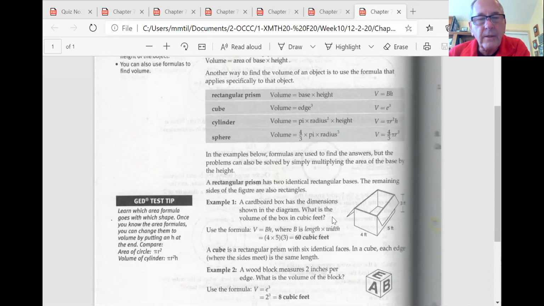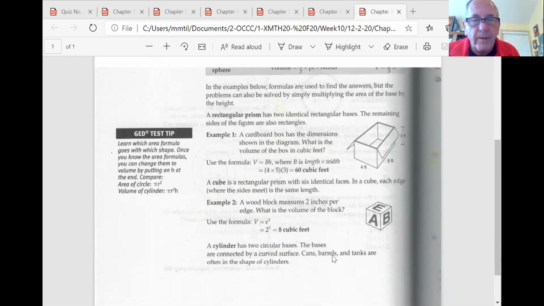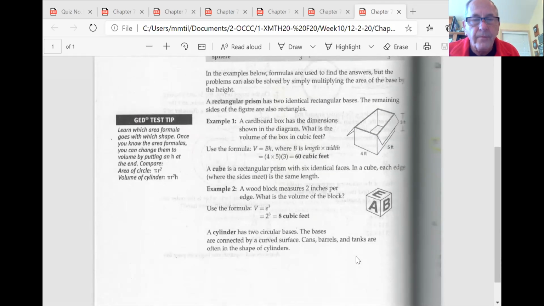Here's a way of looking at it. There's a cardboard box with dimensions 4 by 5 by 3. Here we're figuring out what the base is. The base would be the bottom, 4 times 5, and then multiply it by the height. That's how they get 60 cubic feet. And with this little block, each side is the same, so that's where they get the edges. If each edge is 2, then the cube's volume is going to be 8. Does that make sense?